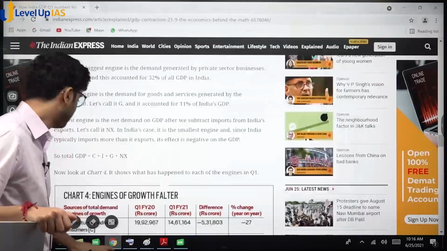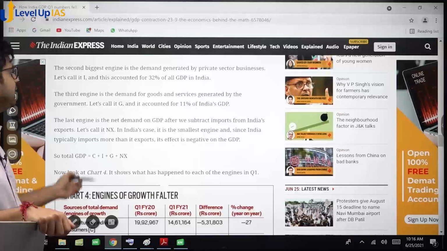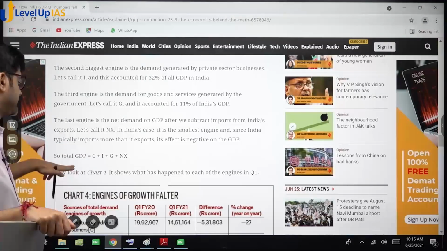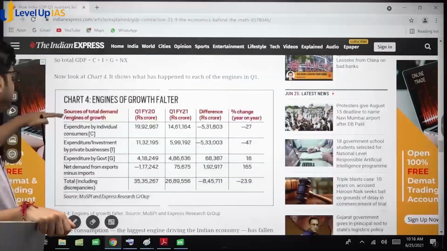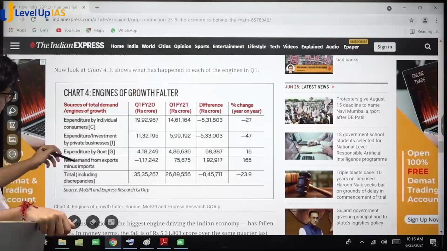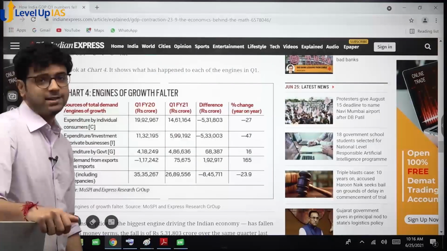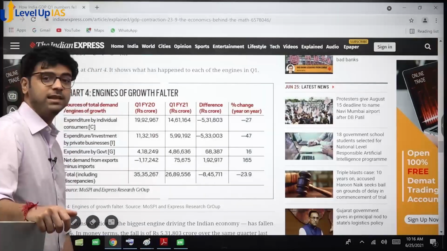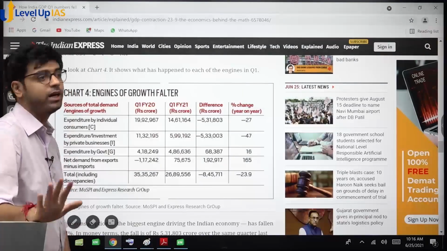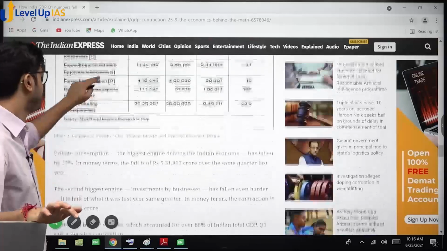Where were we? Here. The third engine is 11% and NX. See this. C plus I plus G plus X minus M. Same thing we are studying. Same thing is given in NCERT. How is it not relevant? You only tell me. It is the most relevant thing.